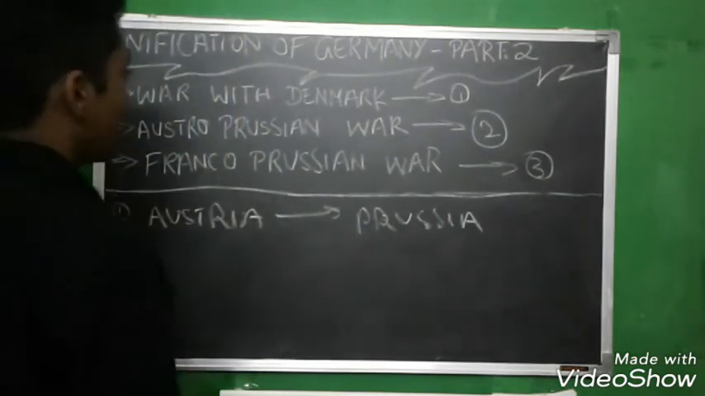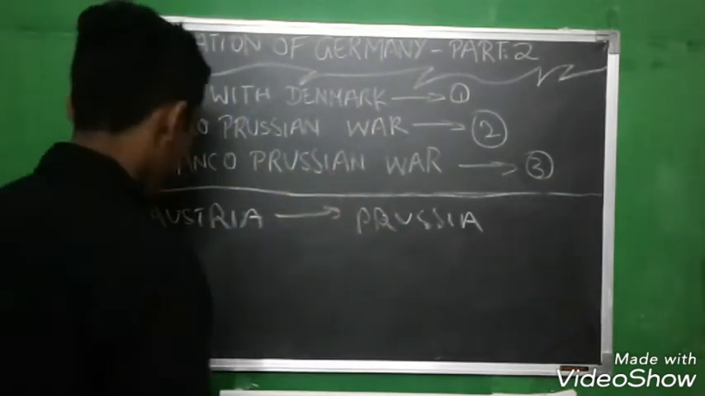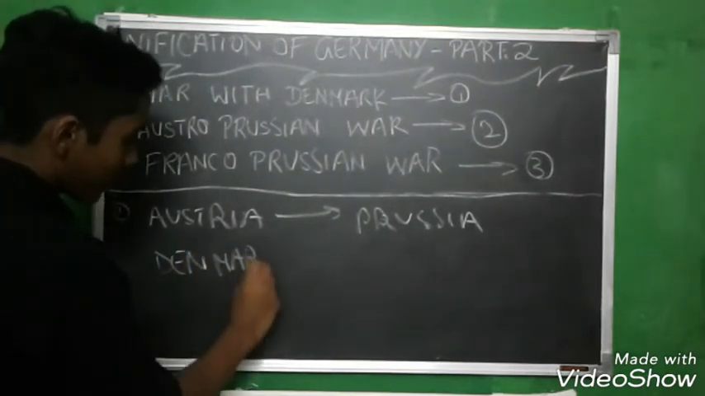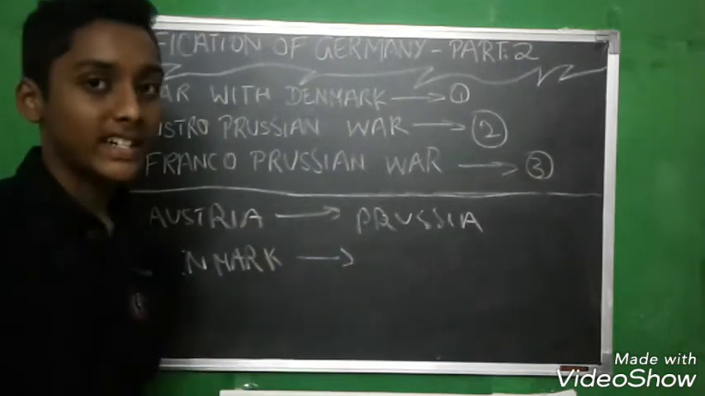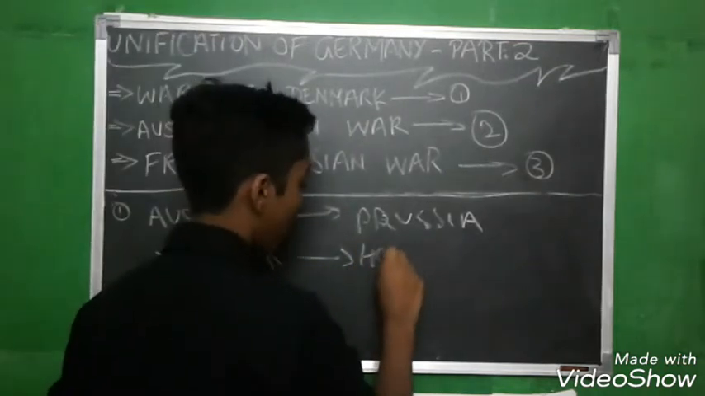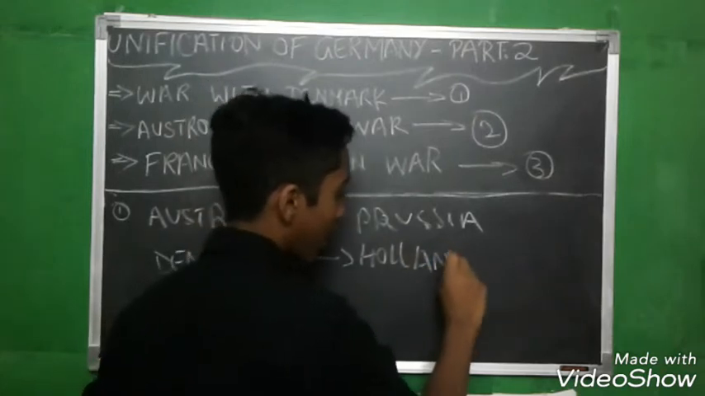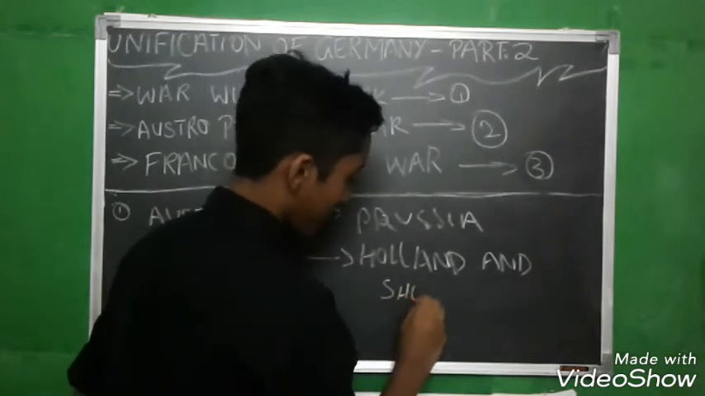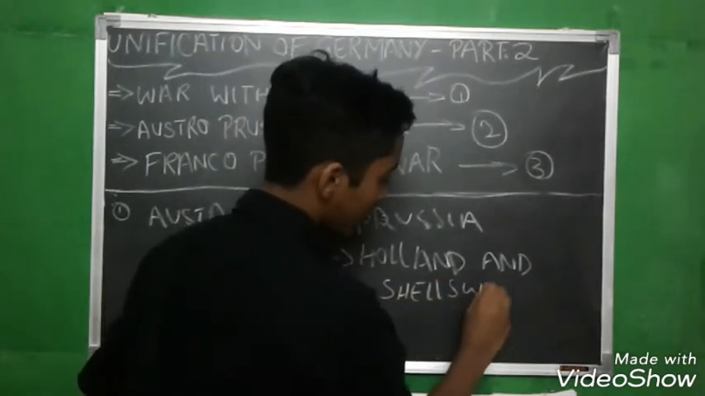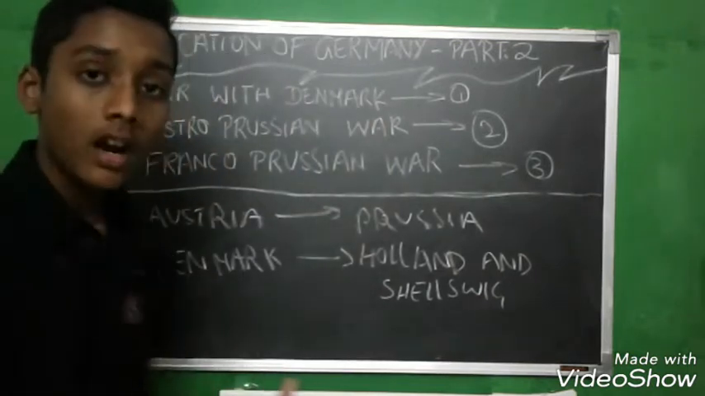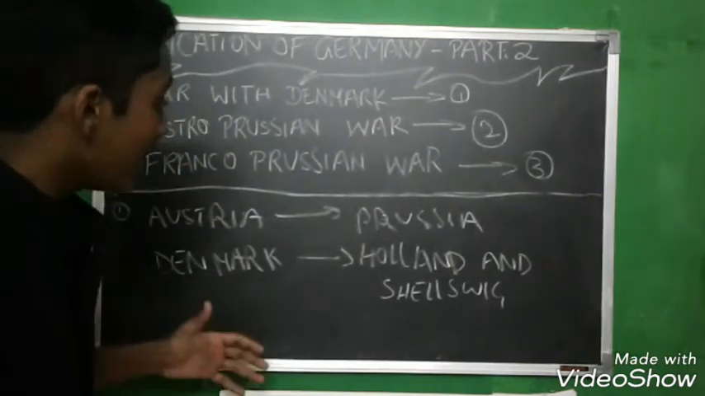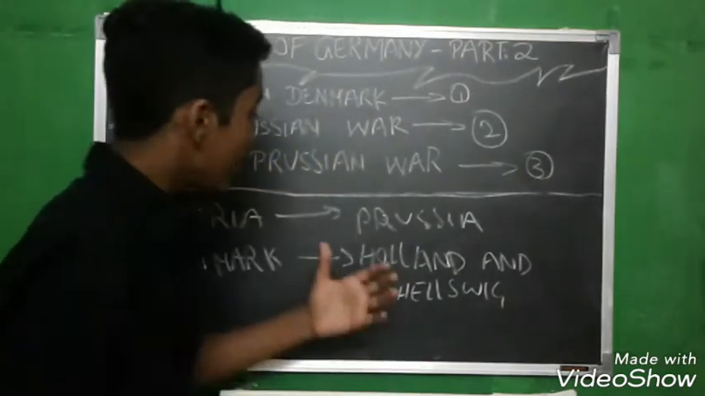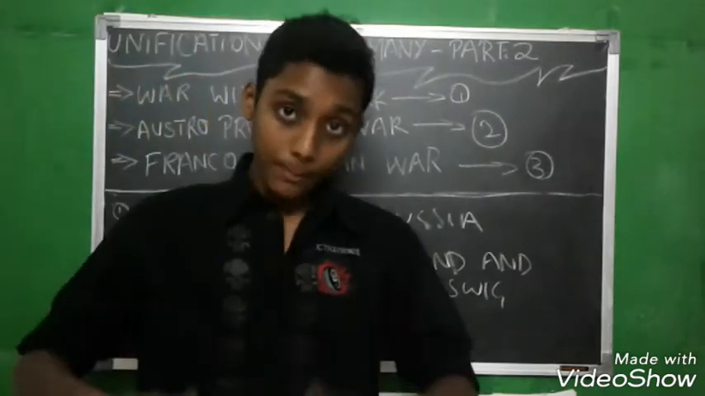Denmark was actually a country, and in the country Denmark there were two states. They were known as Holstein and Schleswig. These were the two states in Denmark. Bismarck, the general of the army of Prussia, wanted these two states in Prussia.